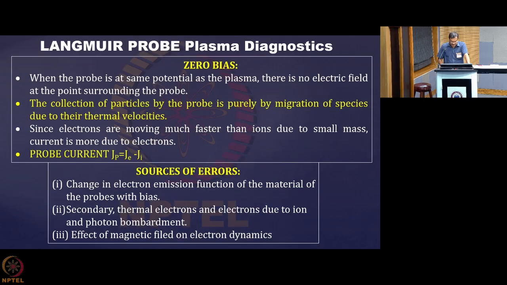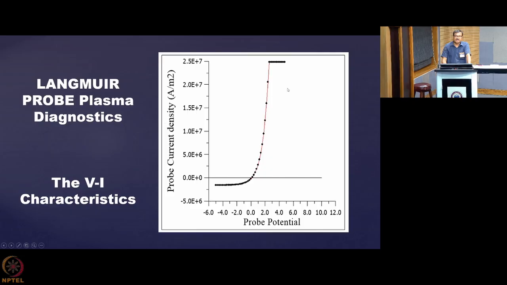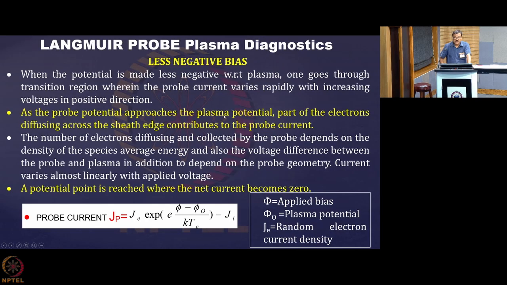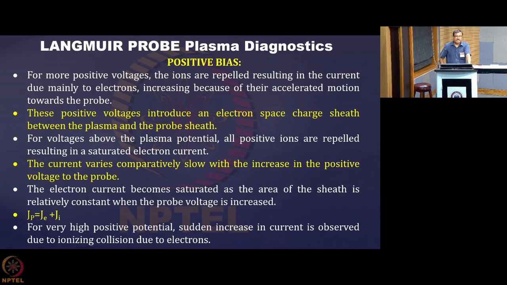So the part that we are seeing over here is the electron saturation current. The electron current becomes saturated as the area of the sheath is relatively constant when the probe voltage is increased. So Jp is equal to Je plus Ji. Here, for very high positive potential, a sudden increase in the current is observed due to ionizing collisions by the electrons.